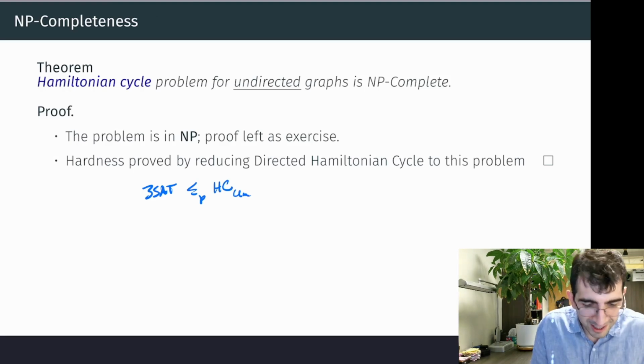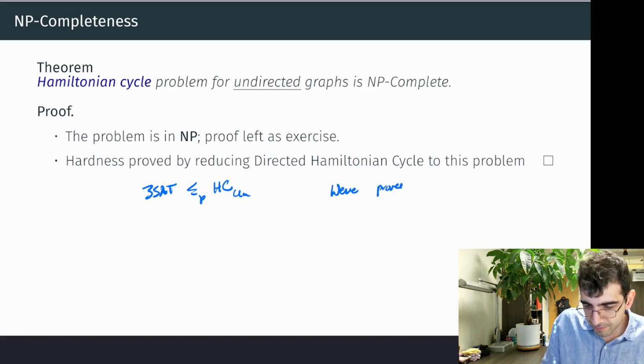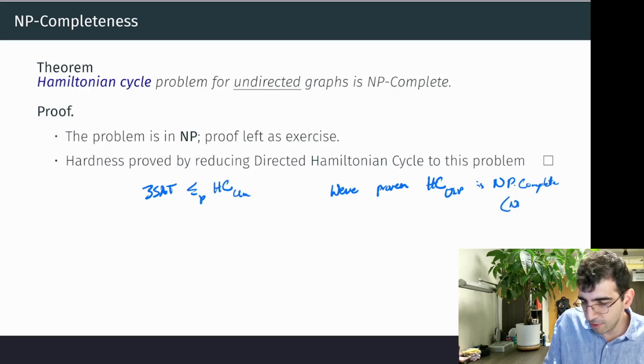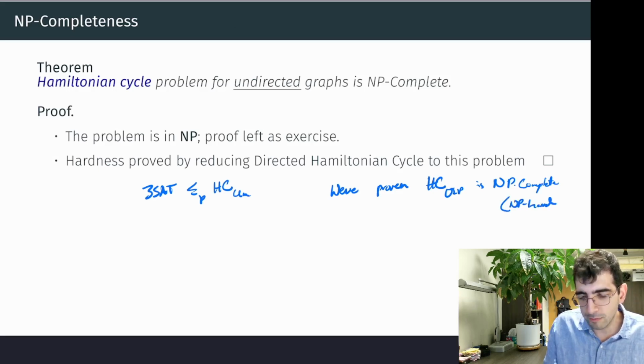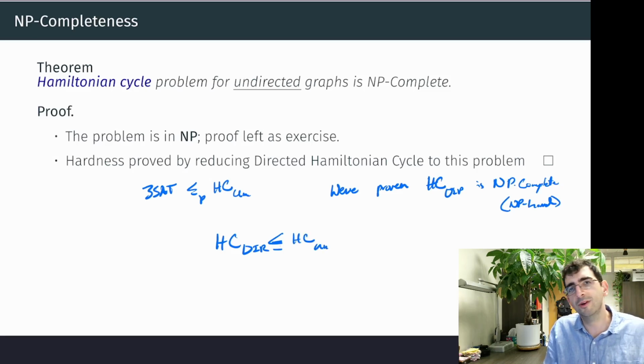That was a lot of work, and the good news is that we've proven HC directed is NP-complete. And the important part for us, we've proven that it's NP-hard. So, maybe we could have a simple proof. Maybe we could do a simple reduction to go from HC directed to Hamiltonian cycle undirected. Wouldn't that be nice?